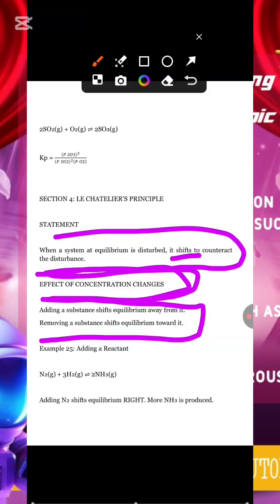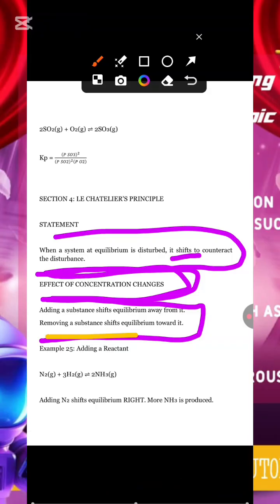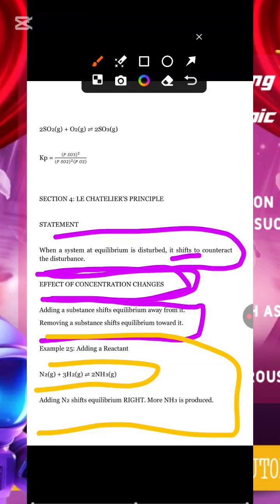Okay, now take a look at example 25 right here. Observe the equation. You can see nitrogen reacting with hydrogen to form ammonia. That's the Haber process. Okay, so adding more nitrogen will shift equilibrium to the right. It will shift equilibrium in this direction. That means shifting it towards the right. You know, this direction is the right and this direction is the left. All right, so it will shift equilibrium towards the right.